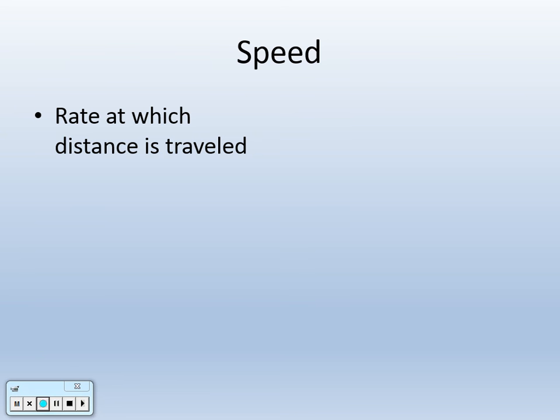Okay? Speed is a derived quantity, meaning that we need to measure 2 things to describe the speed. What do we got to measure? Distance and time, right? Speed is the rate at which distance is traveled.